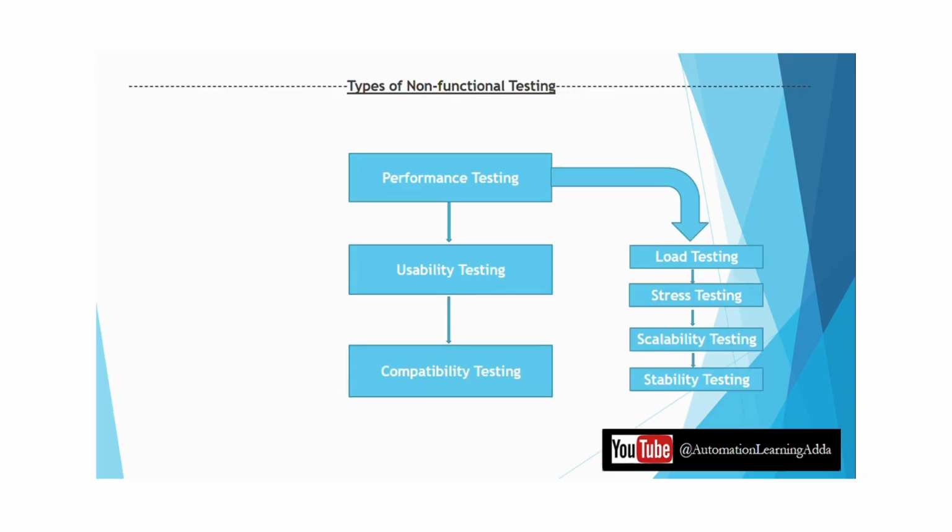Now the types of non-functional testing. There are basically three types of non-functional testing: performance testing, usability testing, and compatibility testing. Performance testing is further divided into load testing, stress testing, scalability testing and stability testing. So in this video we will be learning in detail about performance testing, usability testing, and compatibility testing.